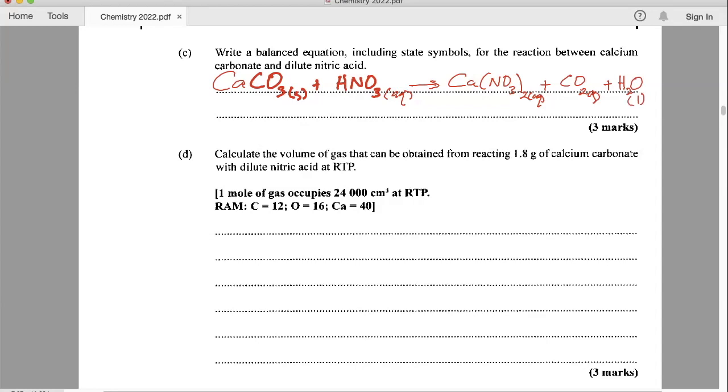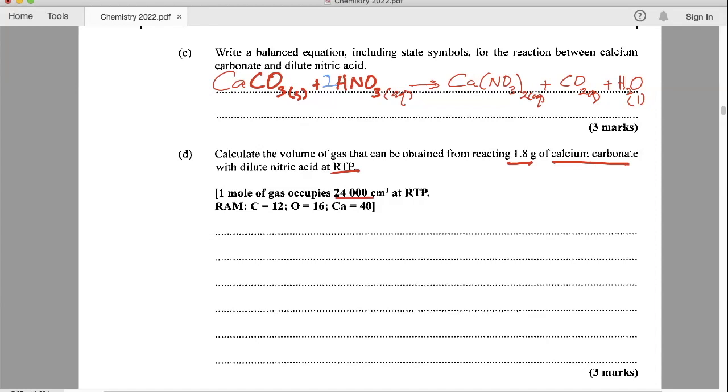All right, so let's balance. We have 2 nitrate here, so we need 2 in front of the nitric acid, and everything is now balanced, and that would give us 3 marks. Now, part D, calculate the volume of gas that can be obtained from reacting 1.8 grams of calcium carbonate with dilute nitric acid at RTP. And we're told 1 mole of gas occupies 24,000 cm³ at RTP.